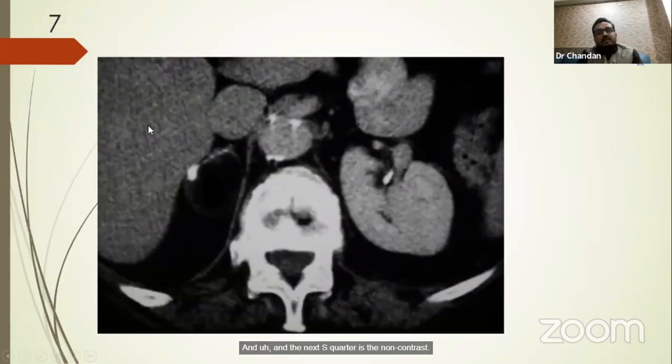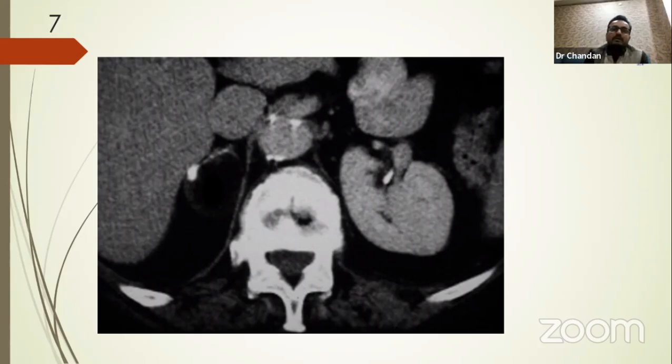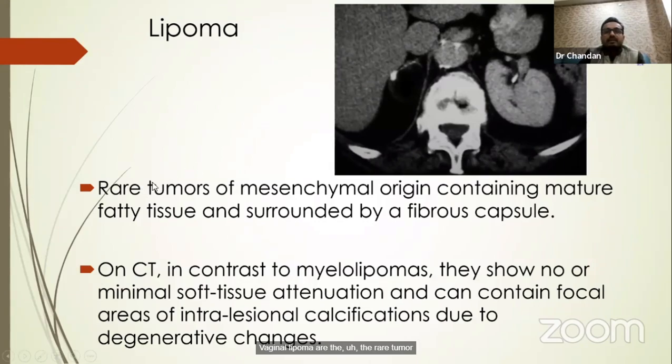The next spotter: the non-contrast CT scan images are showing a well demarcated fat attenuating lesion in the suprarenal location with eccentric foci of calcification. If eccentric foci of calcification with fat attenuation come in the images, then the diagnosis should be lipoma. Adrenal lipomas are rare tumors of mesenchymal origin containing mature fatty tissue and surrounded by a fibrous capsule. On CT, in contrast to myelolipoma, they show no or minimal soft tissue attenuation and contain focal areas of intralesional calcification due to degenerative changes.